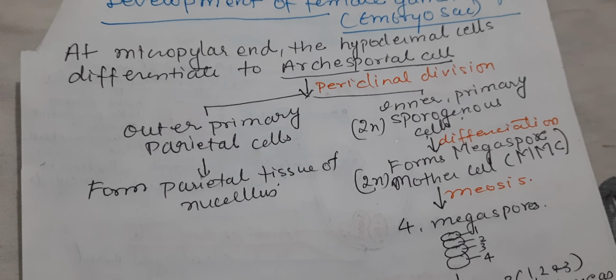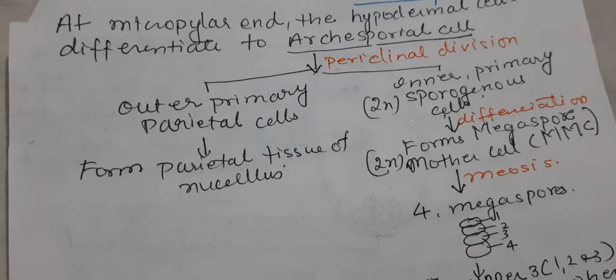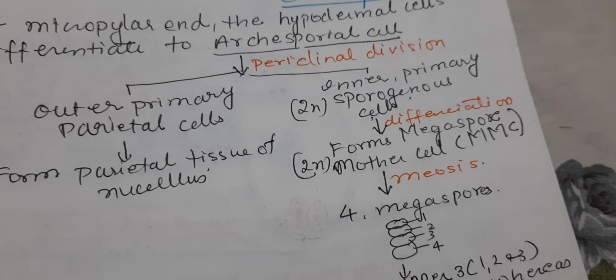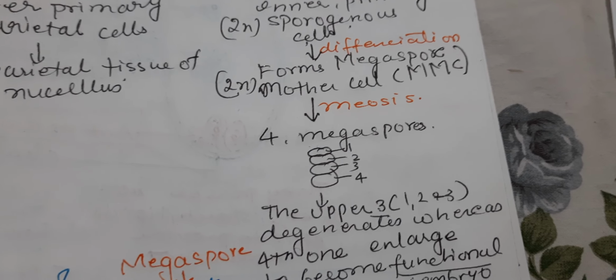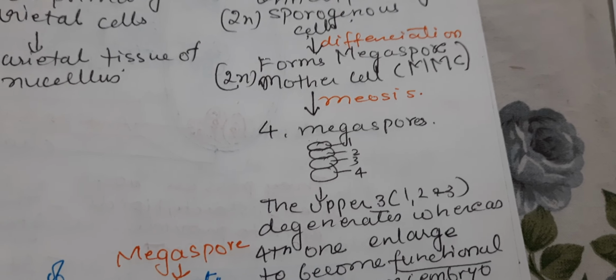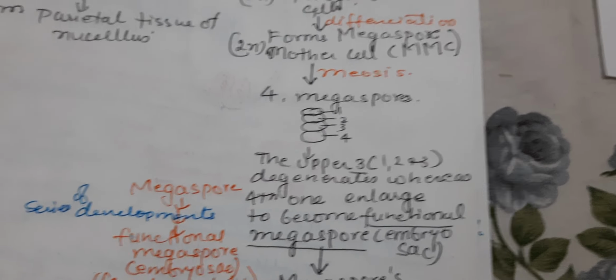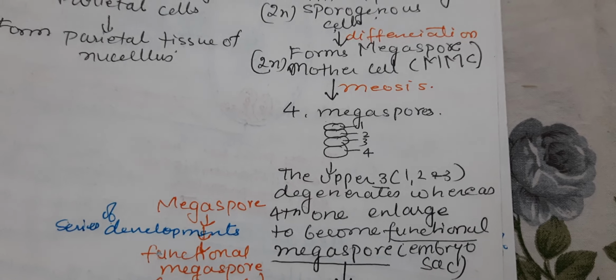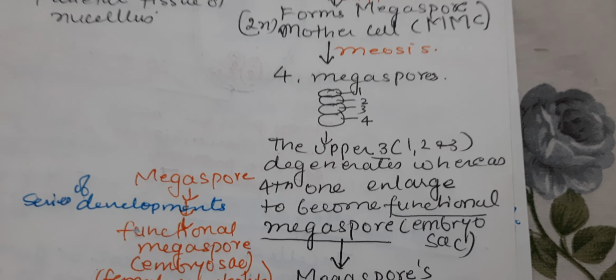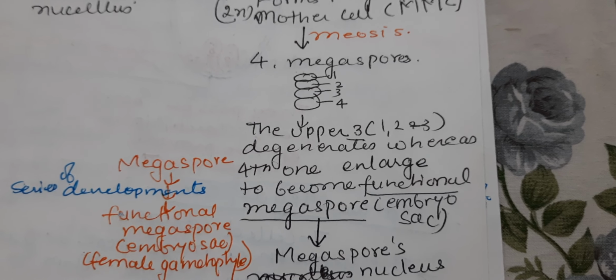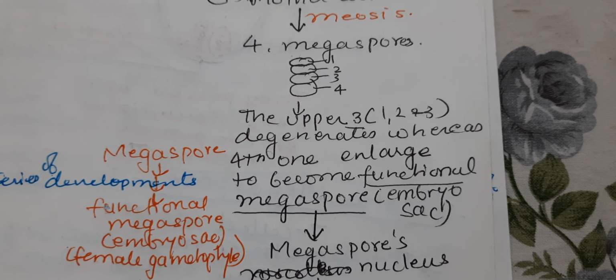The outer one forms the parietal cells, and the inner one forms the sporogenous cells. So the sporogenous cells differentiate to megaspore mother cells, and the megaspore mother cell undergoes meiosis and forms megaspores. As a result, 4 megaspores are formed. Out of 4, 3 megaspores degenerate, and the fourth one enlarges and forms the embryo sac.